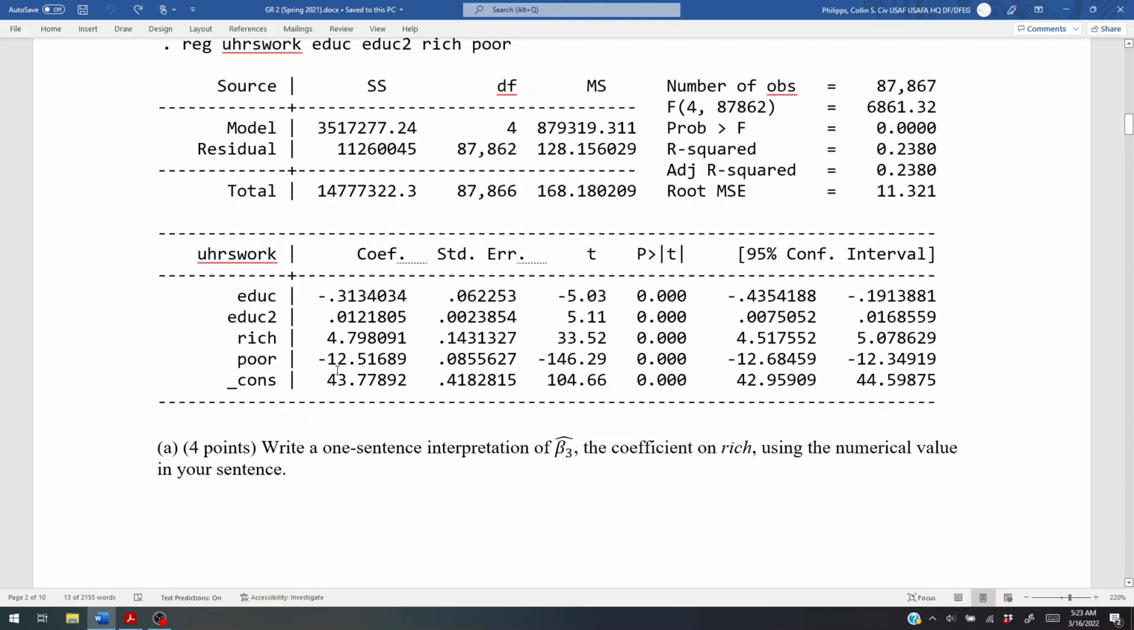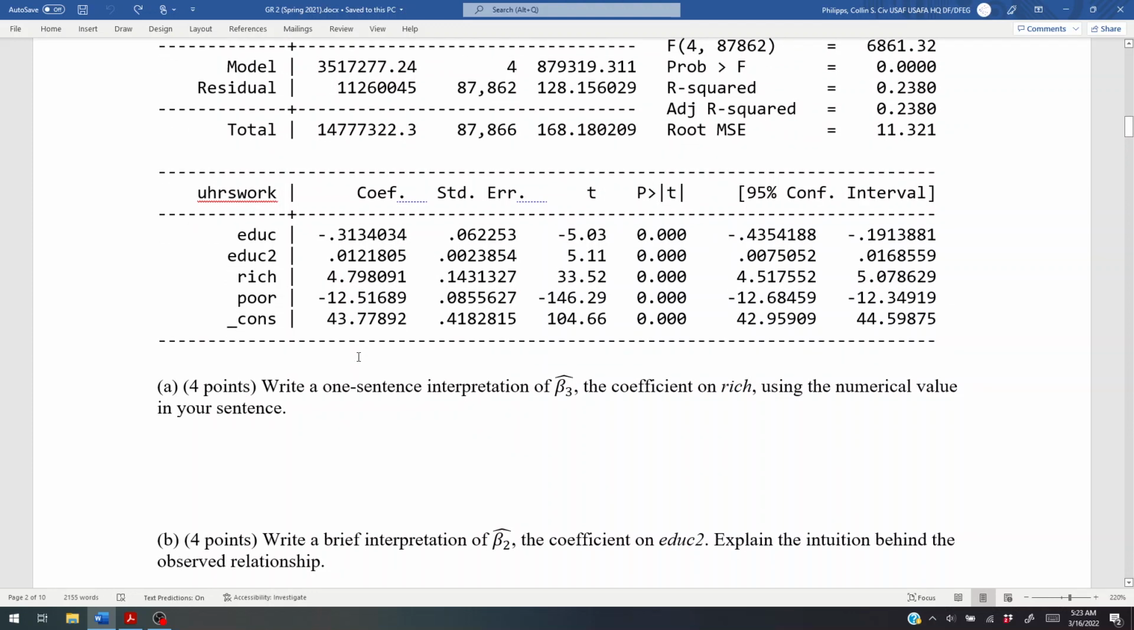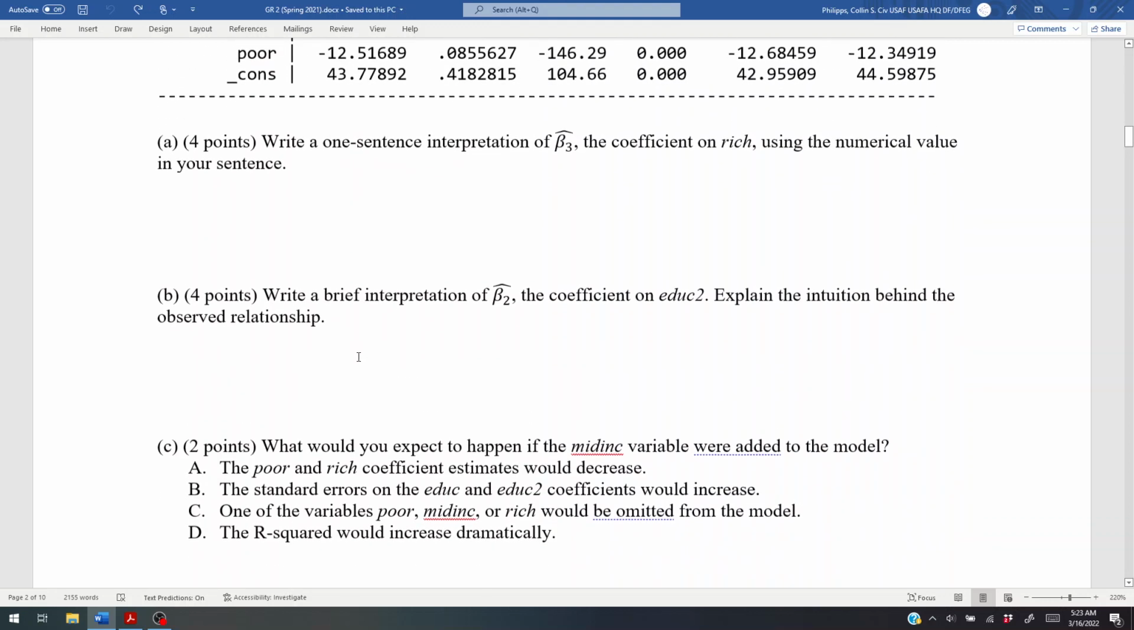And right off the bat, I'm very skeptical about this one because it seems like rich people work more than mid-income people, and it seems like poor people work less than mid-income people. So I would be very surprised if I could run a statistical test that these two numbers, 4.8 and 12.5, are actually the same. I think I would be maybe shocked if that turned out to be true.